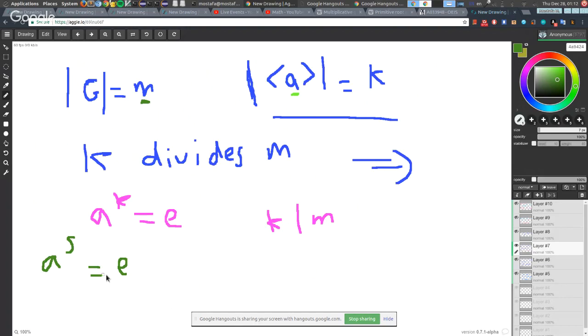Whenever we have that a to the power of s is equal to e, it means that the group generated by this has size s, assuming that s is the smallest such number. So if s is the smallest number, then the set generated by a has size s, and then we know that s divides n. So basically, we can just use the divisors of m and check if one of them satisfies this.